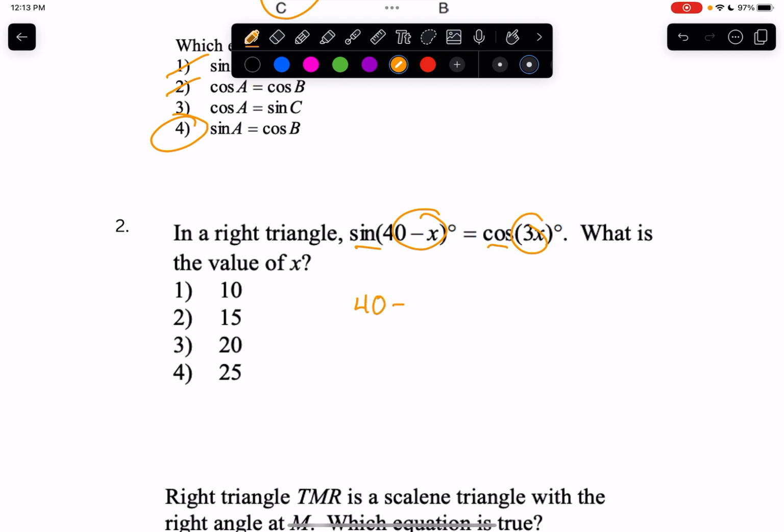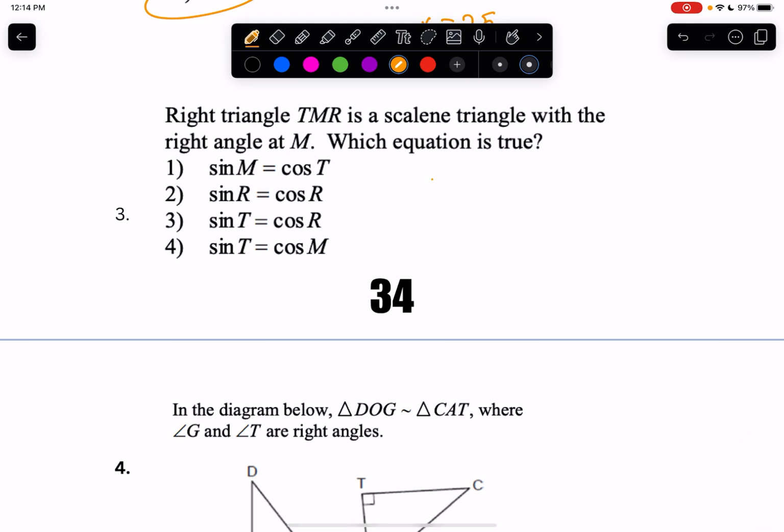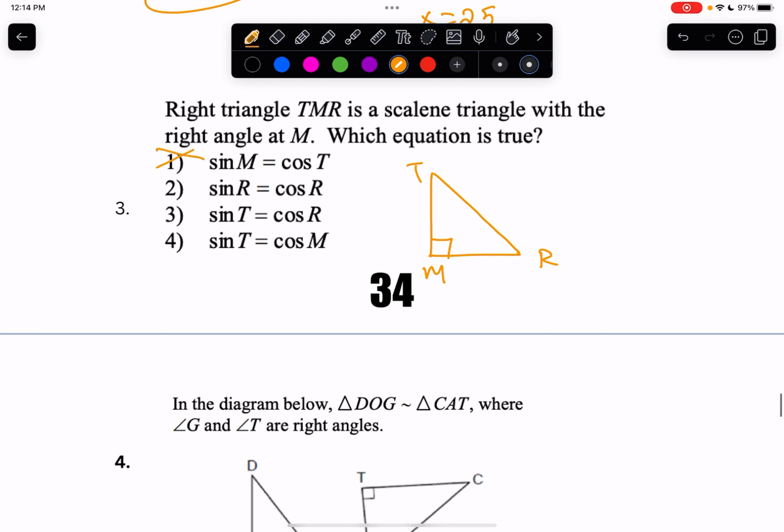So 40 minus x plus 3x must be equal to 90. So we have 2x equals 50. x is equal to 25. So again, draw your triangle, M, T, R. So it has to be two different functions, which they all are. It's not going to include the right angle. And it has to be two different angles, so it's going to be 3.